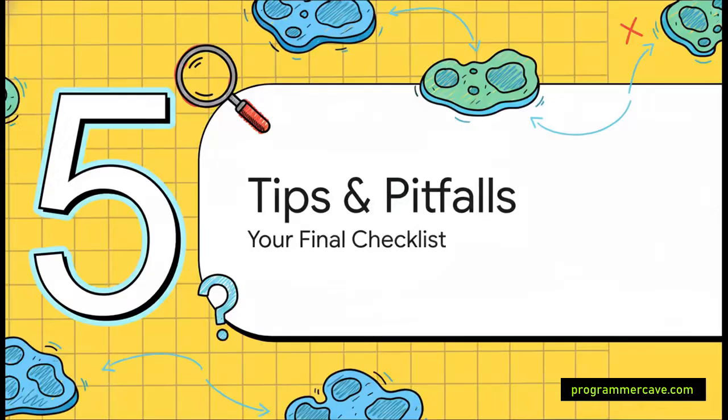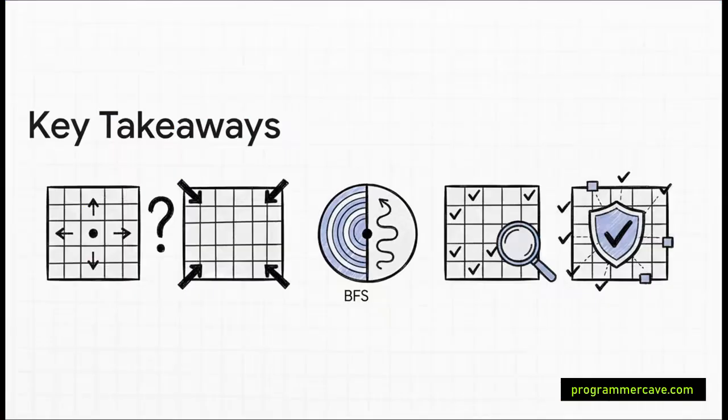Okay, before we wrap things up, let's quickly go over a final checklist. These are the key tips and common mistakes you want to keep in mind so you can apply this pattern perfectly every single time. So, here are the big takeaways. First, always confirm your connectivity. Does the problem want 4 directions or 8? For anything involving enclosed or surrounded regions, your first thought should be to start from the borders. Remember, BFS is your go-to for shortest paths and anything that spreads. DFS is great for simple counting, just watch out for really deep grids.